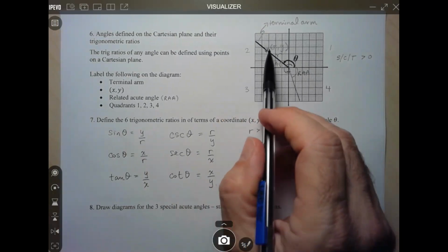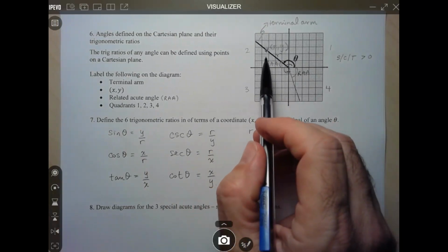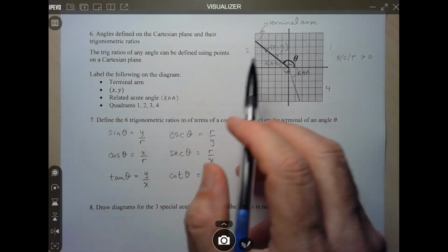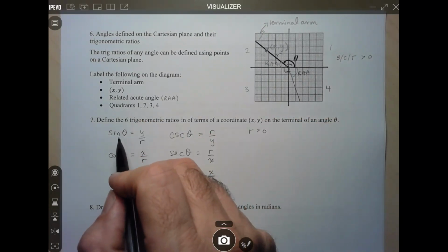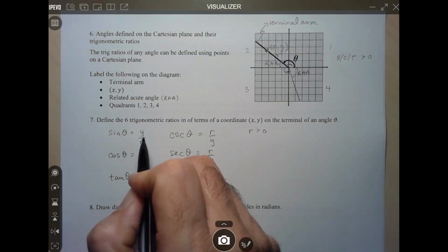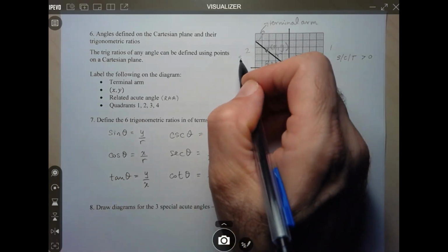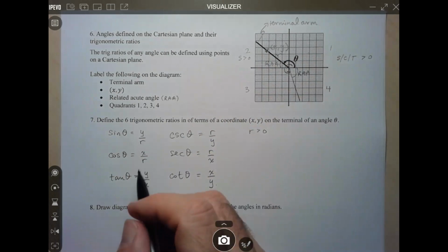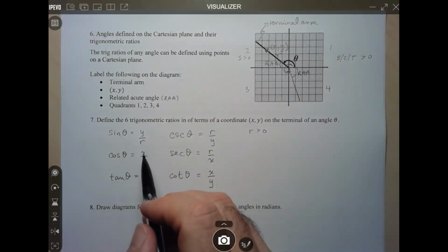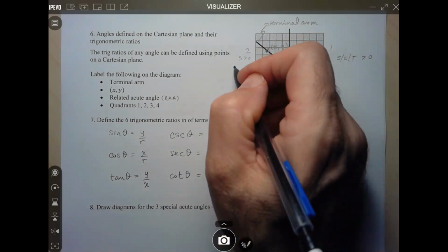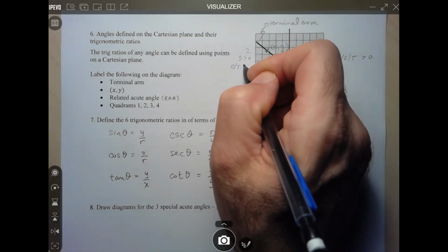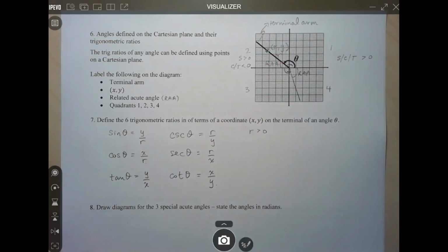Whereas in the second quadrant, we notice that the y component is still positive, but the x component is negative. But look at the sine ratio. X doesn't come into play. So sine is still going to be positive. But if I look at cosine, I've got a negative value over a positive value. For tangent, I've got a positive value over a negative value. So we have that cosine and tangent are less than 0.